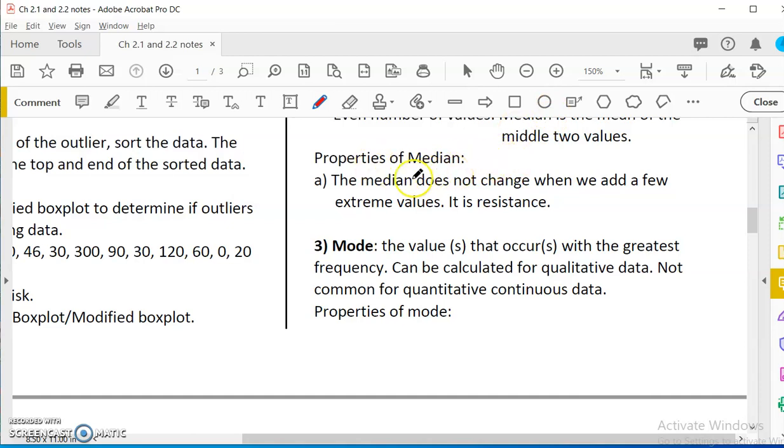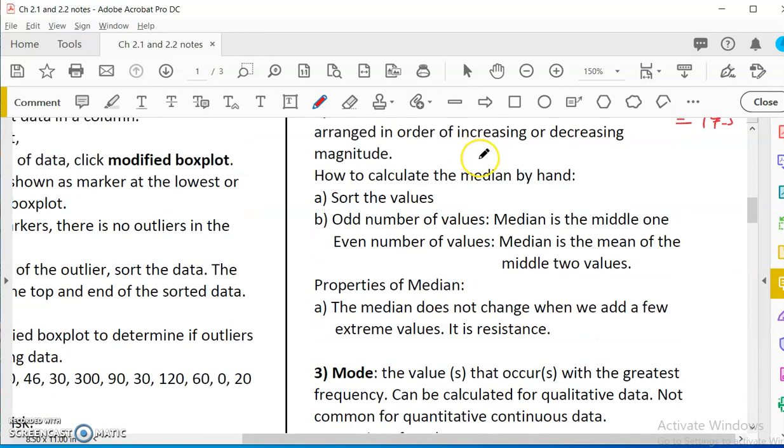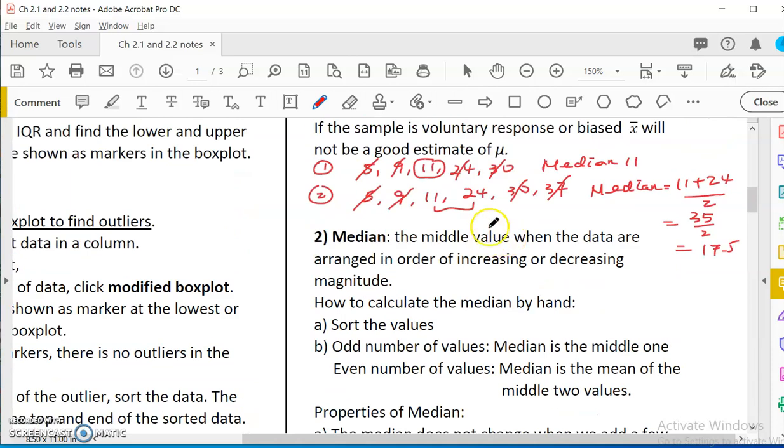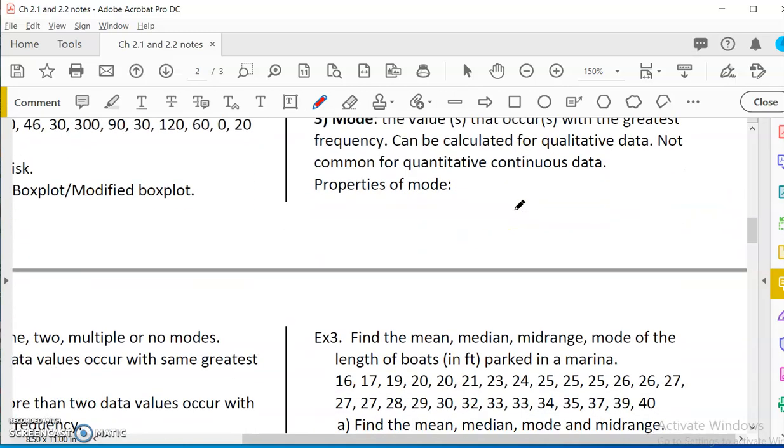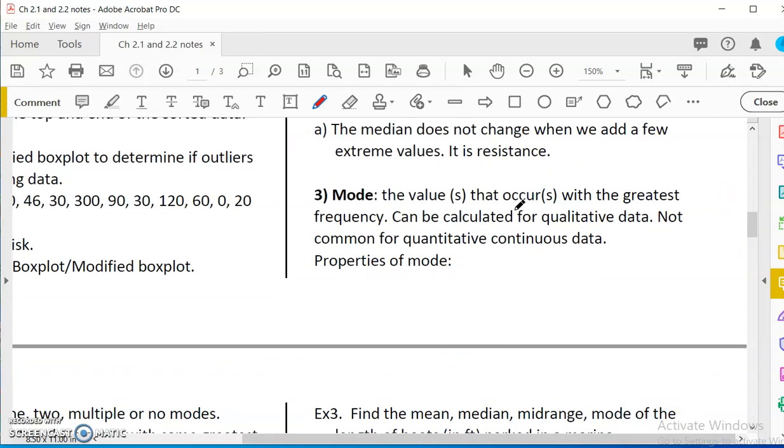But let's look at properties of the median. Compared to the mean, the median does not change if we add a few extreme values. So just imagine if I add, instead of 37, this is 370, your median is still 17.5, right? So the extreme data at the end does not affect the median that much, whereas the mean does. So we say the median is resistant. It doesn't change. It doesn't move.